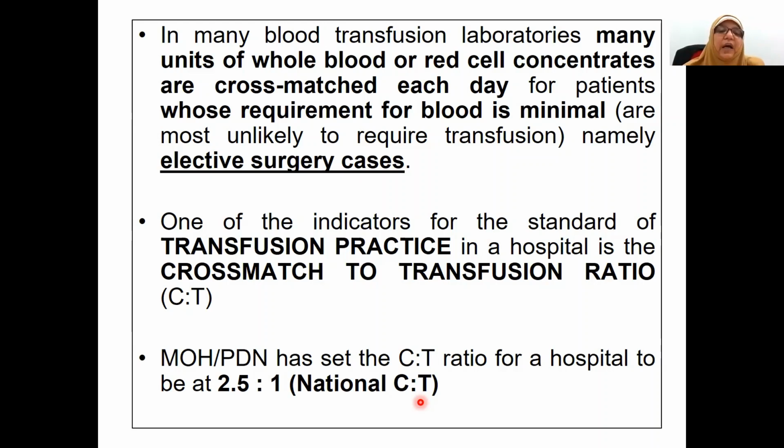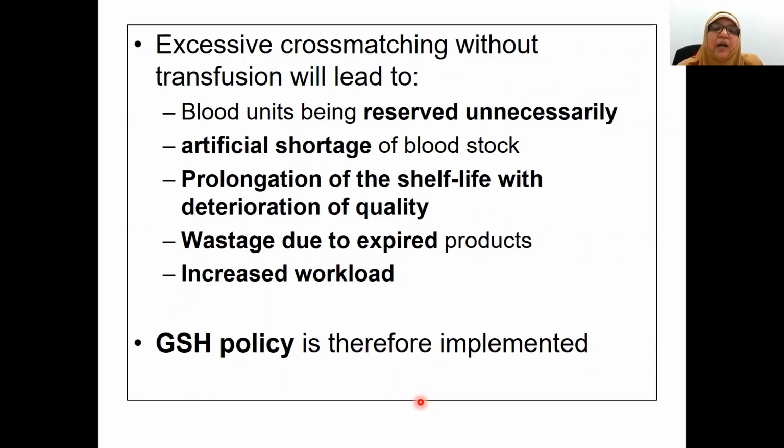If the cross-match to transfusion ratio exceeds this, which means it's 10:1, meaning that for every 10 requests of cross-match, you only have 1 transfusion, that is excessive request for cross-match, which actually reflects on the standard of transfusion, which means that you don't discriminate. You just simply ask for cross-match for everybody. So what is the impact of that on us?